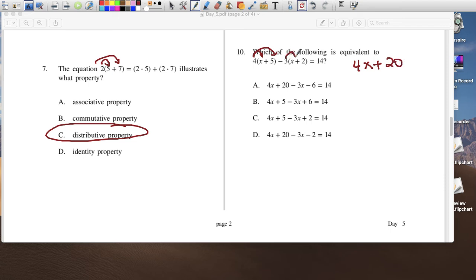And then if I do the distributive property here again, remember it's negative 3. So negative 3 times x is negative 3x. And negative 3 times positive 2 is negative 6, equals 14. Is there anything that looks like this? 4x plus 20, 4x plus 20 here, 4x plus 20 here, minus 3x minus 6, and right here. Better.